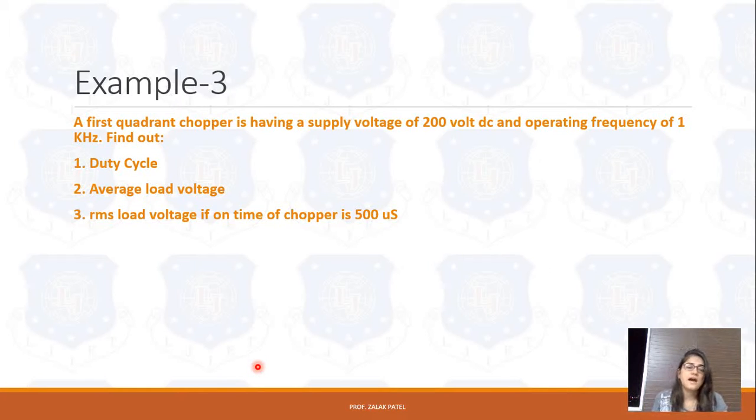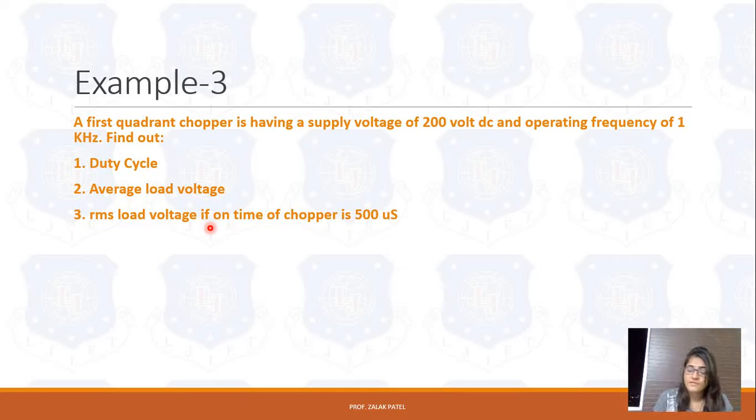So let's start with the solution. Here the values that are given are: supply voltage 200 volt and operating frequency 1 kHz. We have to find out the duty cycle D, the average load voltage VL DC, and VL RMS. In that, you have to take the on time of the chopper as 500 microsecond.